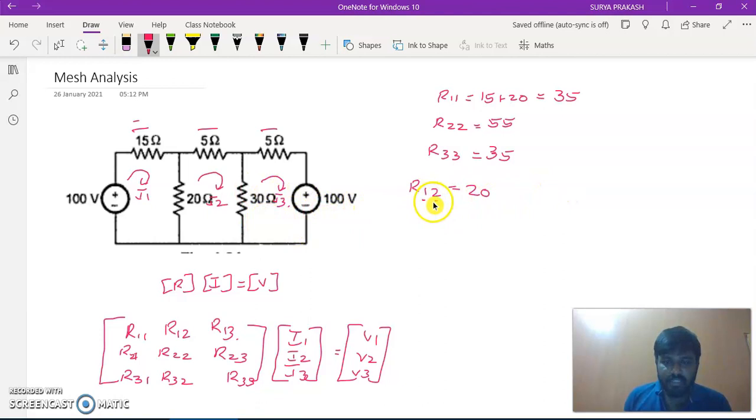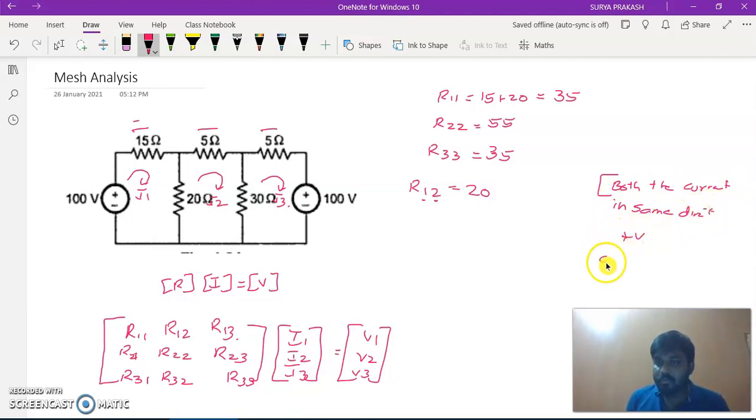Let us find the sign for this 20 ohm resistance. If both the currents are in the same direction, we have to take it as a positive sign. If they are in opposite directions, we have to take it as a negative sign. This is the prime rule for solving mesh analysis in this method.